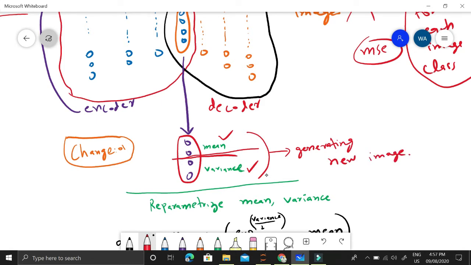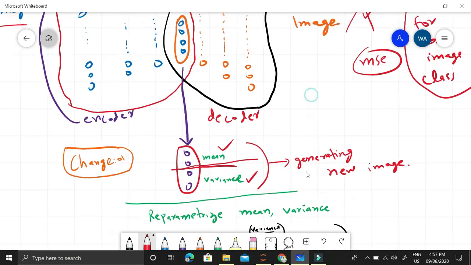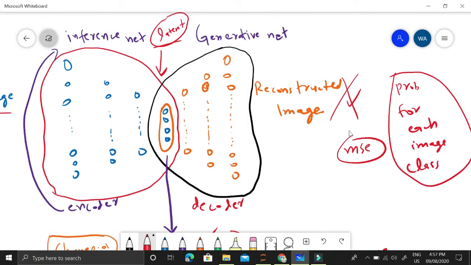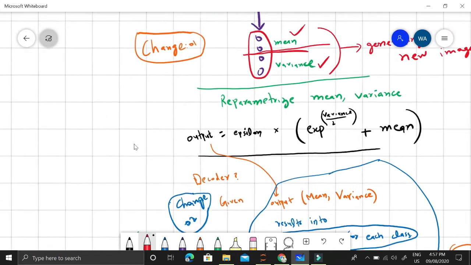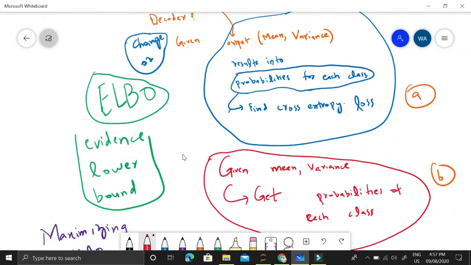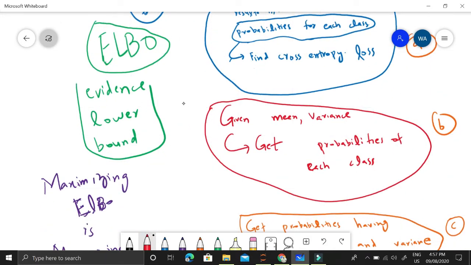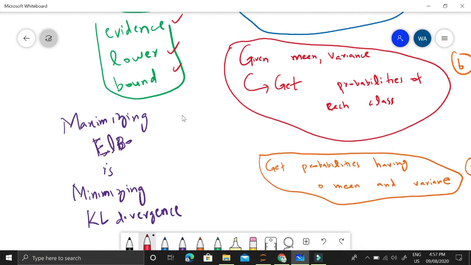Now, how do we learn these mean and variance values in such a way that this generative network, or decoder network, generates images which are close to the original images? For that reason, we will be using ELBO loss. The most important part is this ELBO loss, which is the second change. ELBO is what we call evidence lower bound loss, and you can find out the details about it.